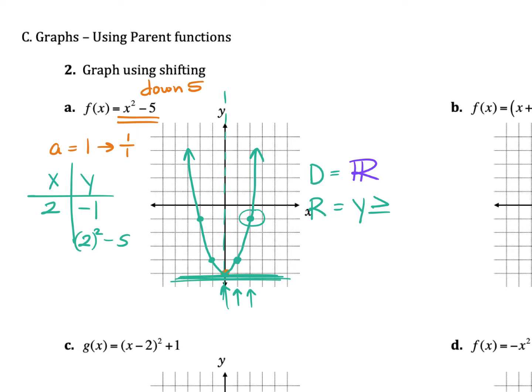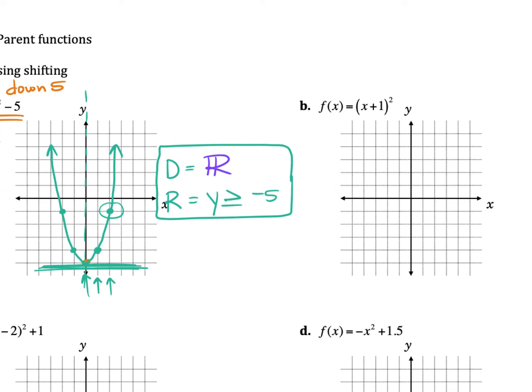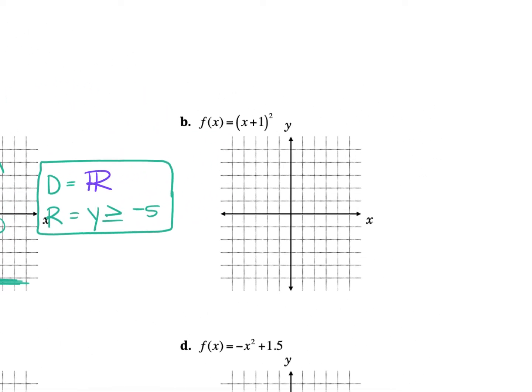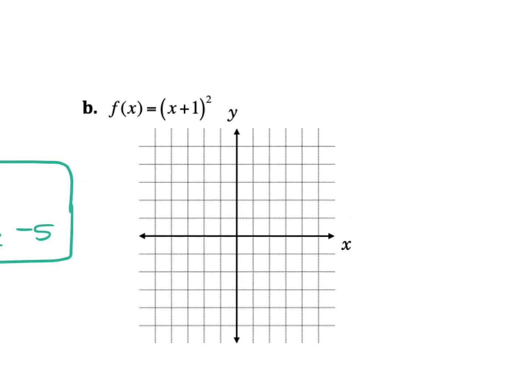And then you look at your vertex. What is your y value at your vertex? -5, right? We went down 5. So y has to be greater than or equal to -5. So that's your domain and range with your graph. Lots going on there, right? Okay, take a look at this one and then I'll have you try C on your own.